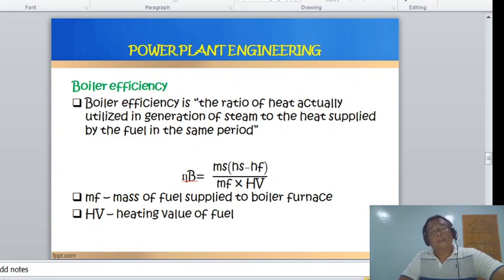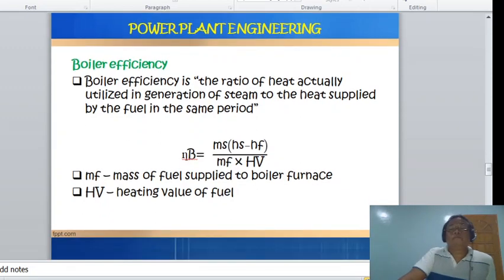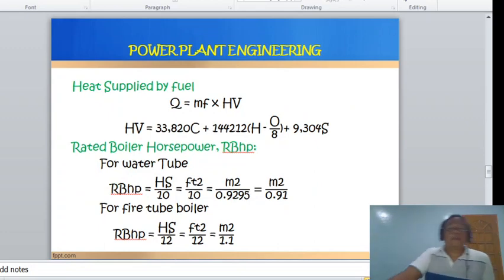So, in boilers, we are using sometimes coal-fired or sometimes diesel-fired. So, the heat supplied to the boiler is equal to MF times HB. So, we are now going to use the Dulong's formula here. The heating value is equal to 33,820 multiplied by the carbon content of the coal plus 144,212 multiplied by the hydrogen content of the coal minus the oxygen over 8, plus 9,304 multiplied by the sulfur content of the coal. Okay, so that is for heating value.